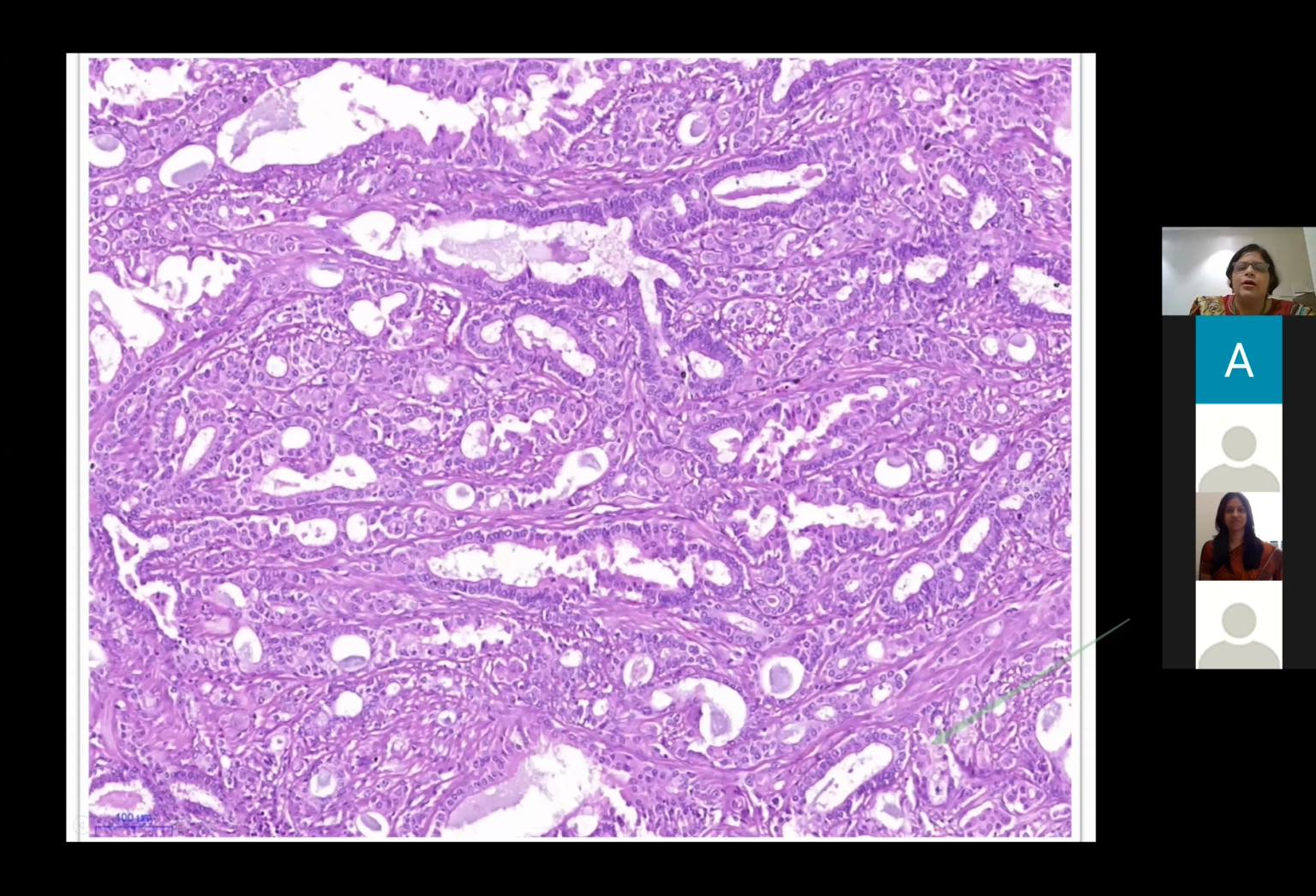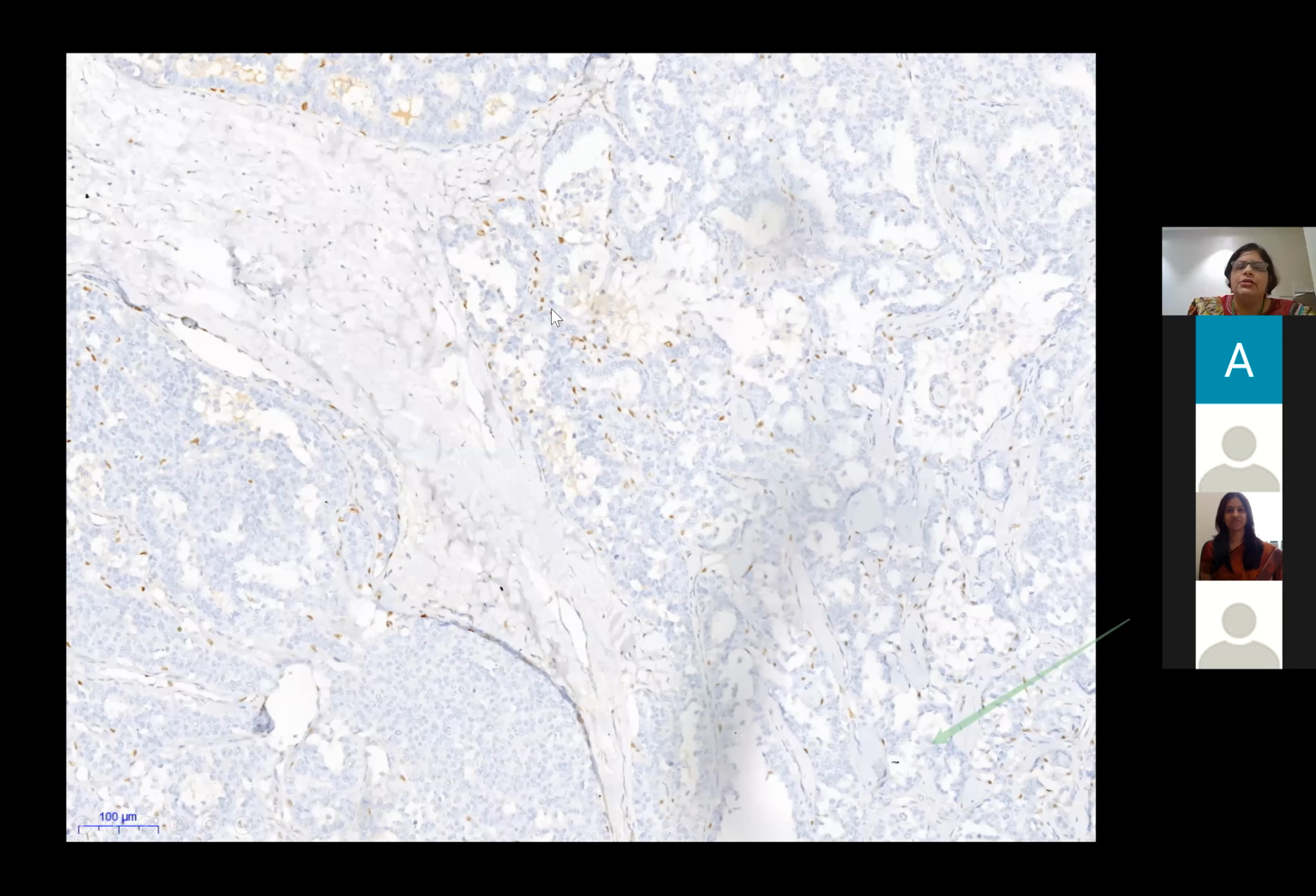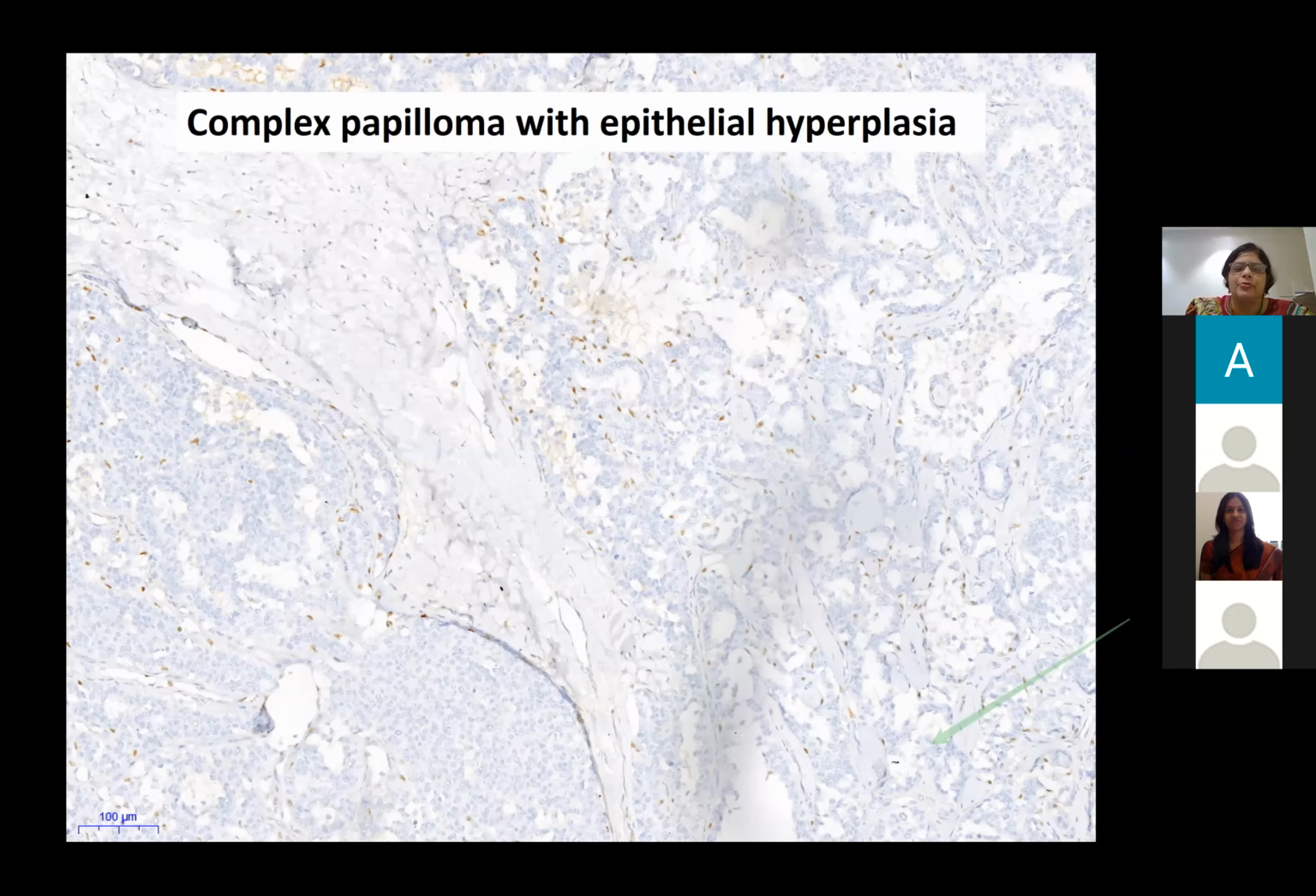It's still a papilloma. There's abundant myoepithelium. This is a P63, which is a nuclear stain, and you can see it highlights the number of myoepithelial cells. Mind you, P63 is reduced in the areas of epithelial proliferation, but it's nevertheless there all along the lesion. So even if it looks horrendous, you probably control yourself and you call it a papilloma with epithelial hyperplasia.